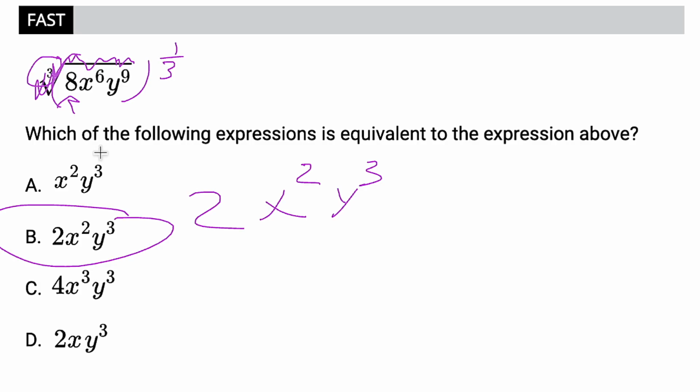Well, I know that 1/3 is going to be a cube root for my whole number. And luckily 8 has a cube root that I have memorized. It's just 2 because 2 times 2 times 2 is 8. So that's why I wrote the 2. And then the rule for exponents is if you are raising an exponent to another exponent like this, you multiply. So 6 times 1/3 would be 6/3 or 2. And then 9 times 1/3 would be 9 divided by 3 or 3. So that's how I got choice B in under 10 seconds.